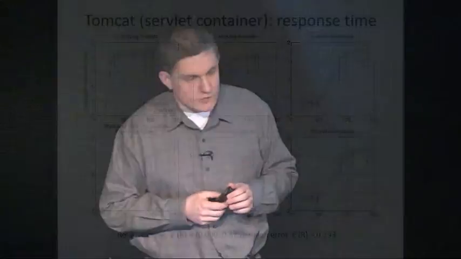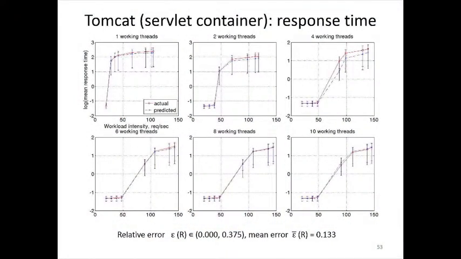So with Tomcat, this is probably a much larger program with a more complex behavior. Here the configuration parameters for Tomcat were the number of working threads for the system again, and the intensity of the workload, how many requests per second the web server was receiving.